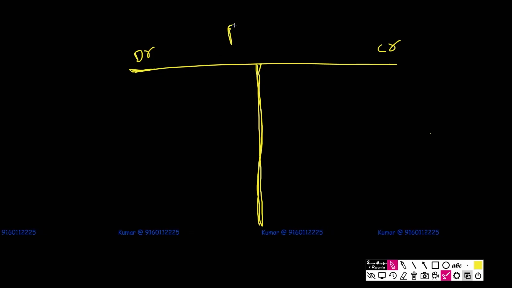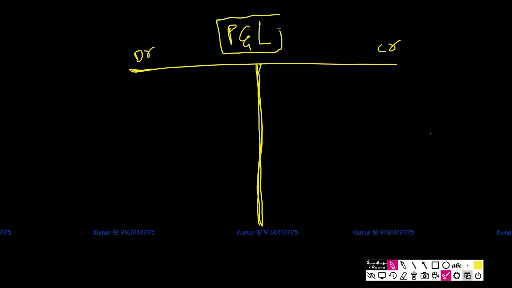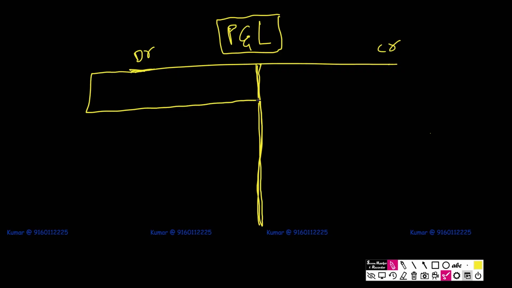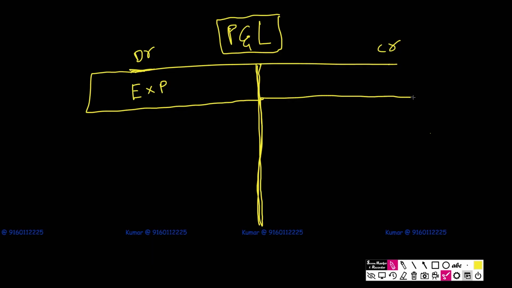For example, let us take profit and loss account. To calculate whatever profits have come, whatever loss we have incurred in a year or for a certain period of time, we'll calculate profit or loss. To calculate this, on the left hand side, the debit side, we are going to accumulate all the expenses, and on the right hand side we are going to accumulate all the incomes.